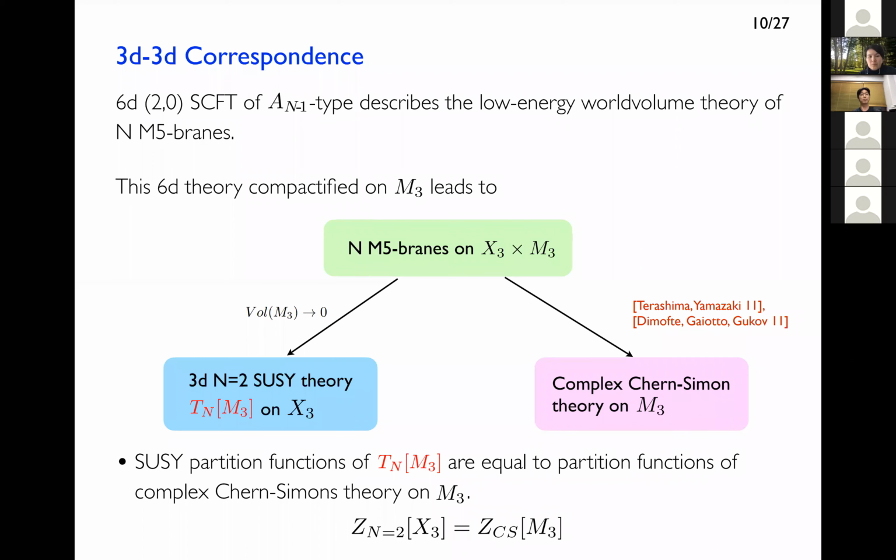In particular, various supersymmetric partition functions of the space-time N=2 theory are the same as the partition functions of complex Chern-Simons theory on the internal three-manifold. So supersymmetric partition functions can be obtained from some topological invariants of M3. In this talk, we are particularly interested in the case where the theory T[M3] on the supersymmetric side becomes a topological theory.